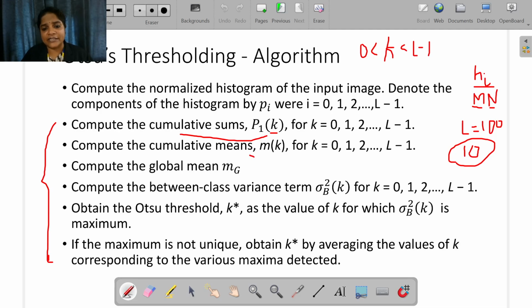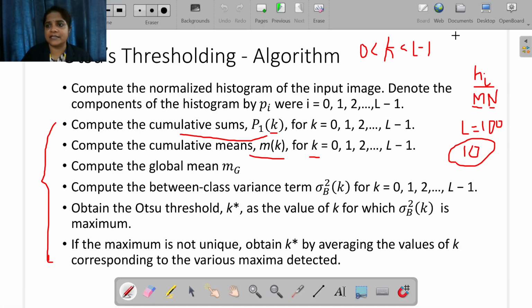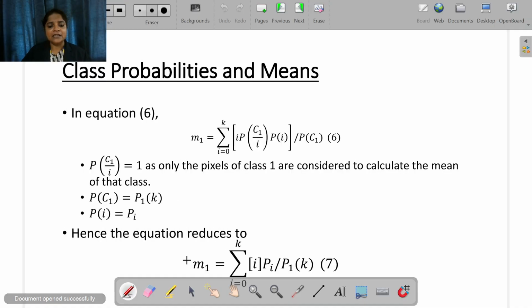Then what we do, we calculate the cumulative mean for all k values between 0 to L minus 1. So what are these k values? These k values are nothing but all the intensities present in the image. Okay. Hope that is clear to all of you. So what is M of k formula? Do you remember what is M of k formula? One second, guys. Let's go back to M of k formula. The simplified formula that we've seen. Yeah. So M of k or M1.